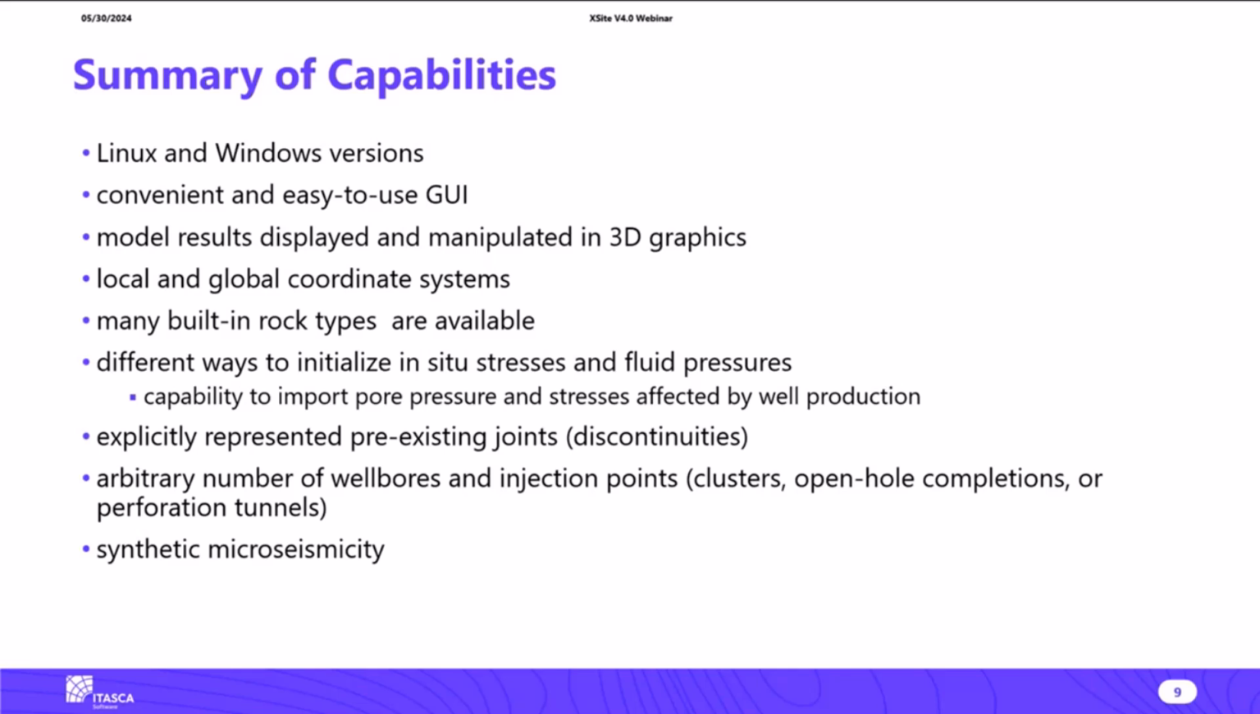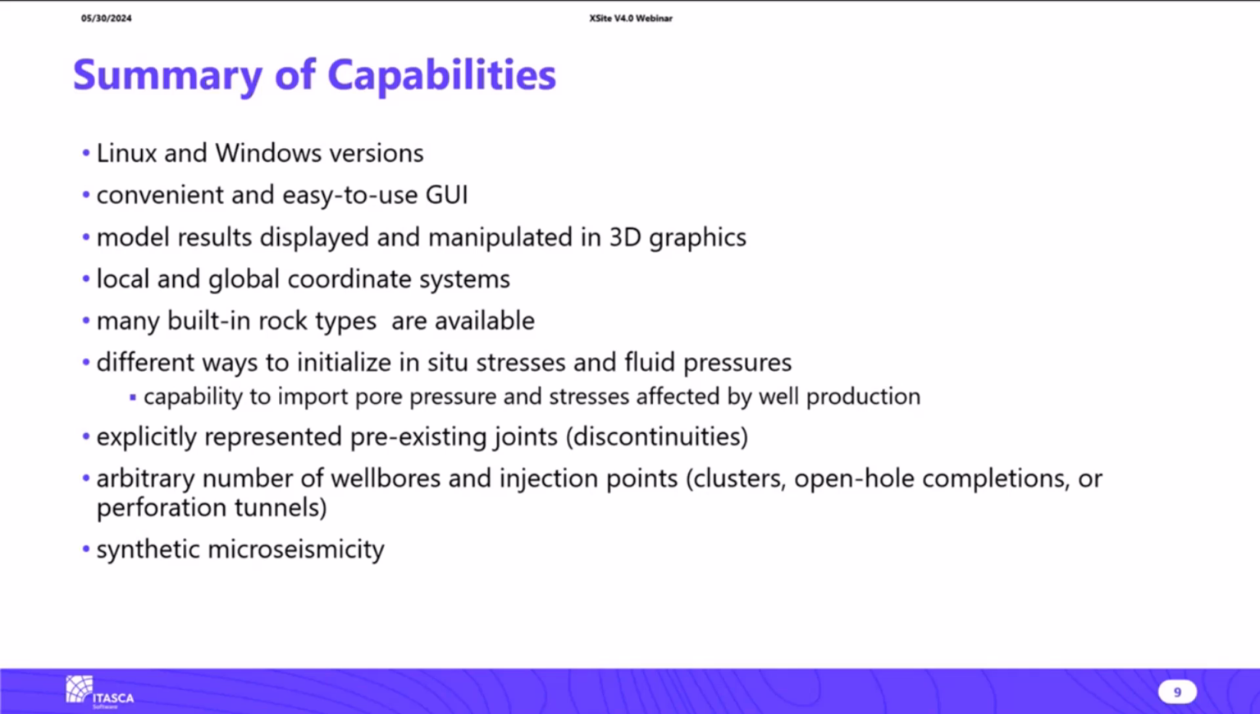One of the main features of the capability of ExSite is that we can explicitly represent the pre-existing joints, and we can represent hundreds, thousands of fractures. There are literally no limitations on how many of these discontinuities can be imported and included in the model. And in ExSite, we can simulate an arbitrary number of wells and injection points.